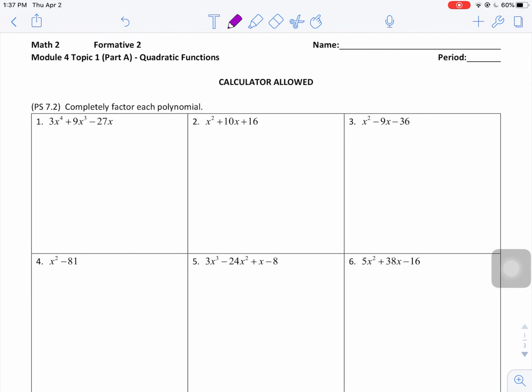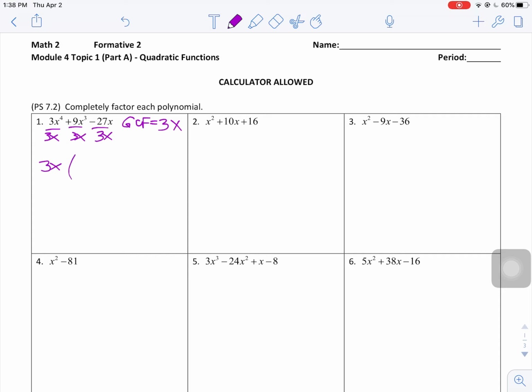Unit 10, Formative 2. Completely factor each polynomial. Whenever we're factoring, we always want to try to divide out a greatest common factor first if one exists. On number 1, our GCF is 3 because all the coefficients are divisible by 3, and all the terms have at least an x. So 3x is our greatest common factor, so we're going to divide that out of all of the terms.